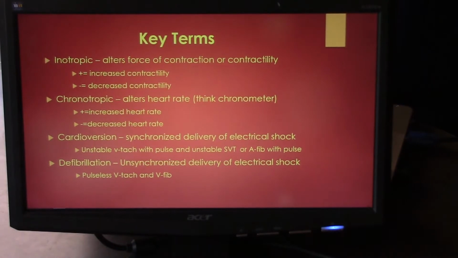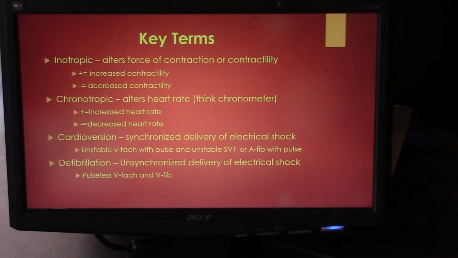Chronotropic refers to drugs that alter the heart rate. Think of your watch as a chronometer. It tells time. Therefore, if you're giving a chronotropic agent, you're giving something that's going to alter the heart rate. Something that has positive chronotropic attributes will increase the heart rate. If you give atropine or epinephrine, you're going to increase the heart rate, and therefore that has a positive chronotropic effect. Beta blockers and calcium channel blockers have negative chronotropic properties, and therefore they decrease heart rate.